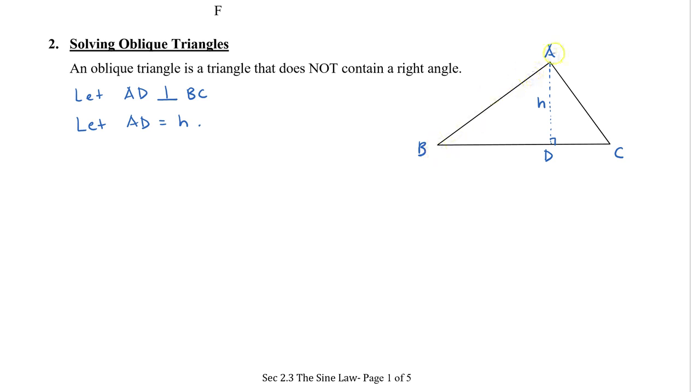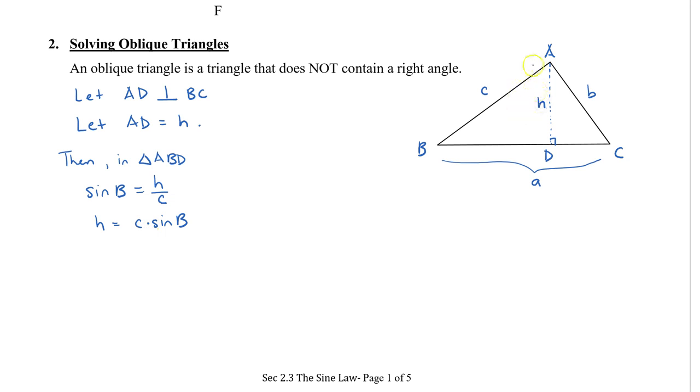Based on my labeling of capital A, B, and C, this length over here will be little a. This is angle B, so the opposite side here is little b. This is angle C, so opposite here will be little c. All right, so let's take a look at triangle ABD. This is the left right triangle here. In triangle ABD, sine of B is equal to the opposite, which is H, divided by the hypotenuse, which is c. So I can say that H is equal to c times sine B.